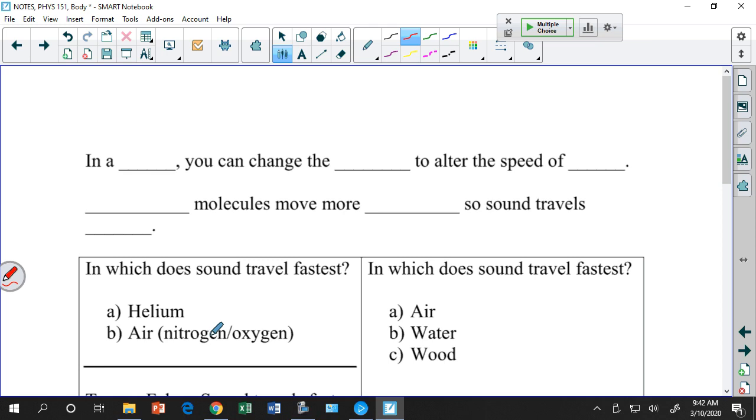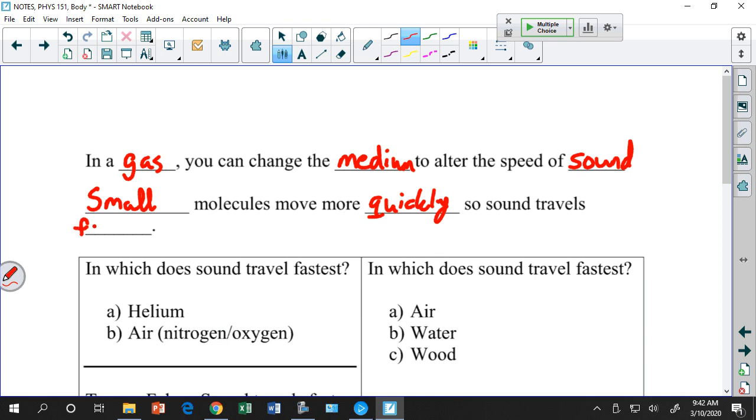So in a gas, you can change the medium to alter the speed of sound. If you change the gas, you're effectively changing the medium, and you're changing the properties of that medium, how big the molecules or the atoms are, and then that affects how quickly sound will move through that medium. Small molecules move more quickly. So sound travels faster in those materials.